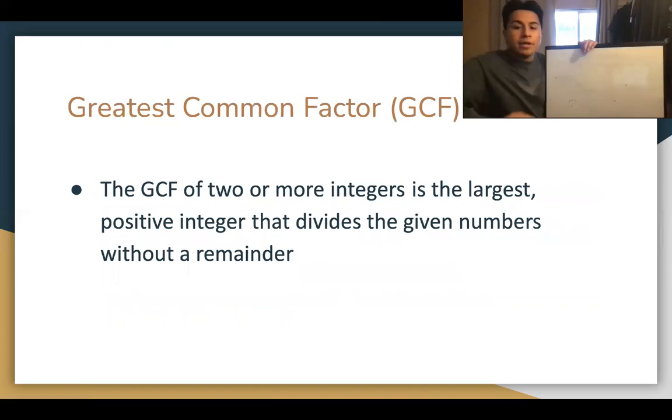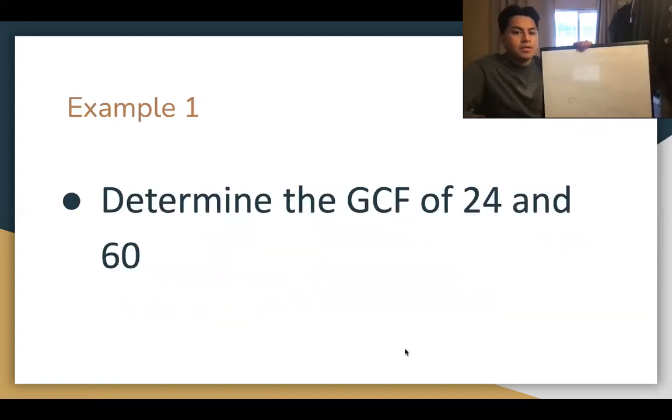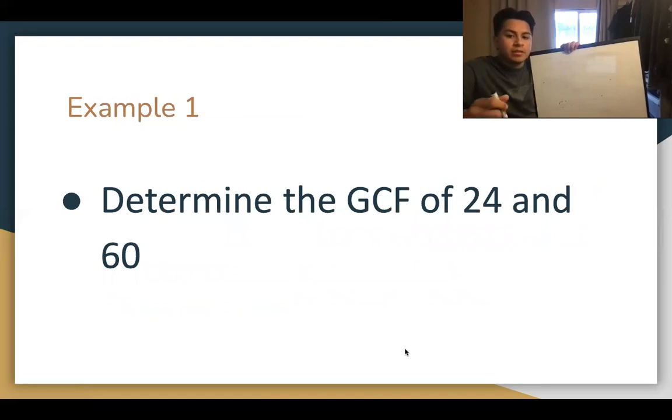Okay, now we're going to move on to the greatest common factor. So what is the greatest common factor? The greatest common factor, or the GCF, of two or more integers is the largest positive integer that divides the given numbers without a remainder. So we're going to start off with this example, determining the greatest common factor of 24 and 60.